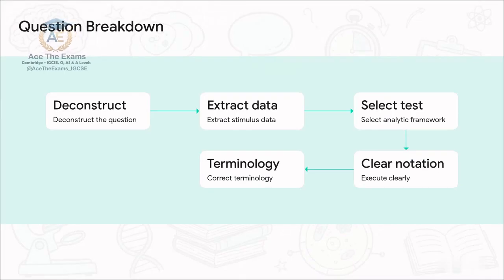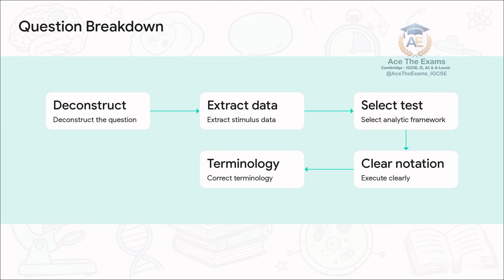So when you're facing a high-stakes exam question on small circular DNA, you must apply this exact step-by-step deconstruction to avoid the trap of superficial answers. First, pull the question apart. Second, extract only the relevant data from the graphs or texts they give you. Third, select your framework, just like we did with the stats tests. Fourth, execute your answer with clear scientific notation. And finally, present the whole thing using strictly defined, highly accurate terminology.